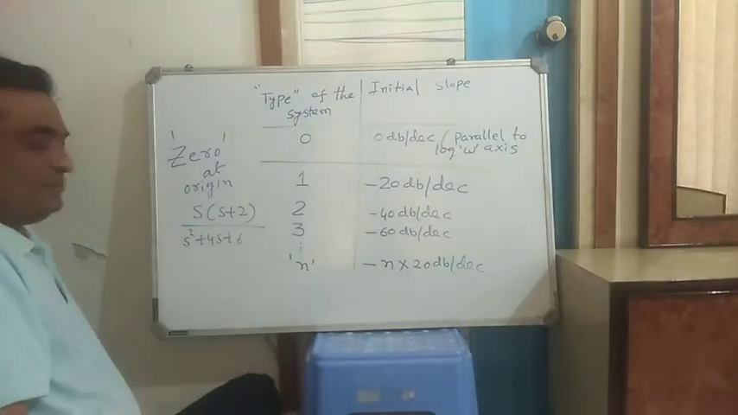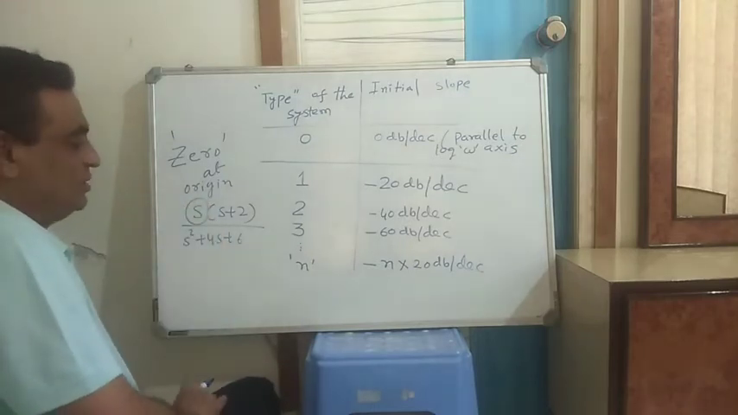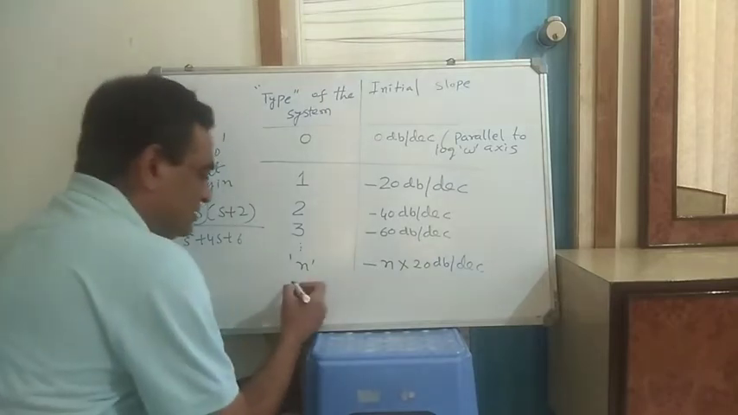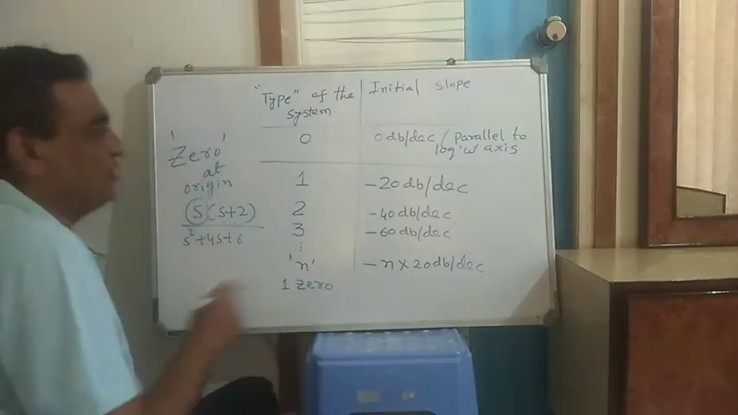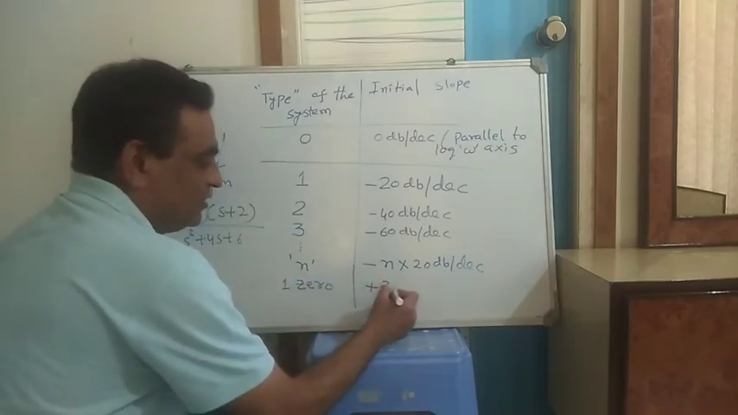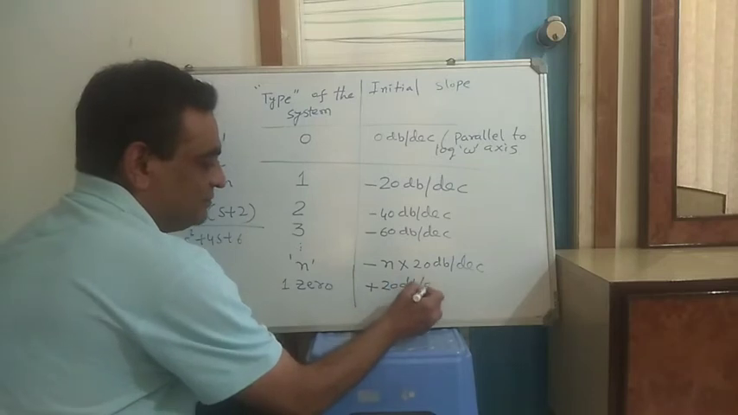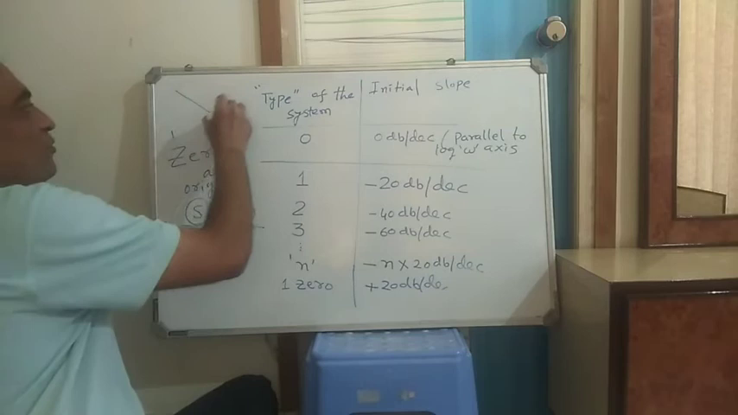Something like this. So now here there is a zero at origin. If there is a zero at origin, let's say one zero at origin, you cannot say type 1 system, but you can say 1 zero system, then it is plus 20 dB per decade. So instead of minus, the slope is plus.